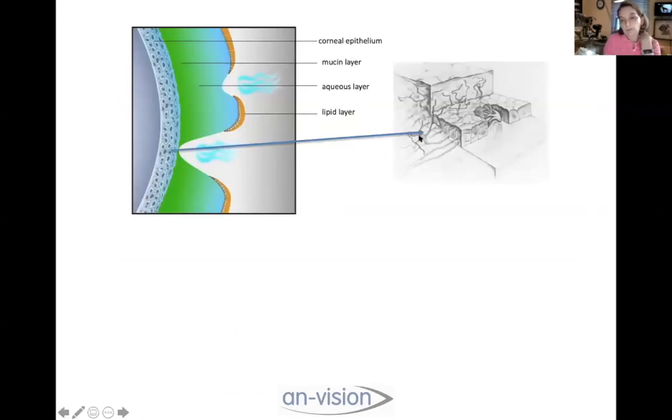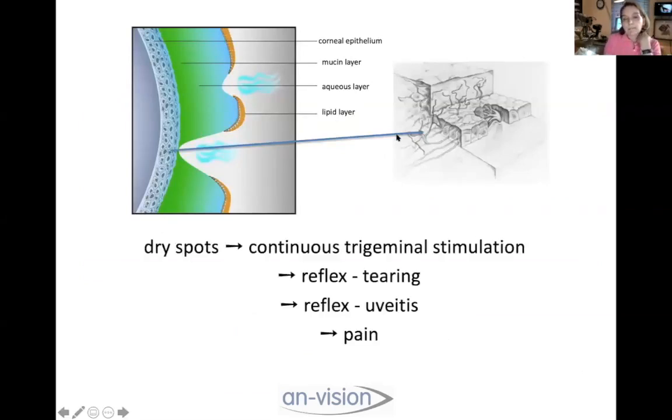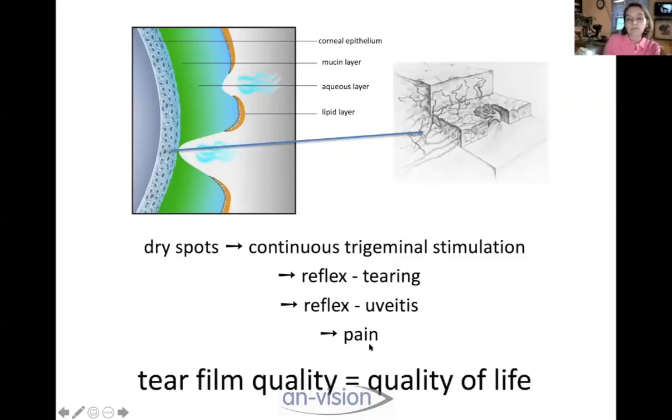Then if you have a diseased lipid layer and you get those dry spots, your trigeminal nerves are going to be stimulated, and you get reflex tearing. But also, if this continues, you get reflex uveitis. And if you watch closely, you will see lots of chronic ocular surface disease patients that have reflex uveitis. And that contributes to ocular health in general. And of course, you have pain, and that is bad. That is quality of life.